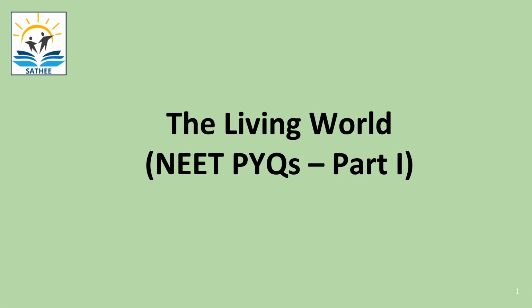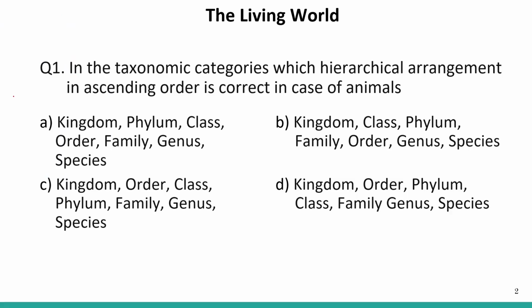And today we'll be discussing and solving the NEET previous year questions from the chapter The Living World. Alright, so let's start with the first question. The first question is they're asking that in the taxonomic categories, which hierarchical arrangement in ascending order is correct in the case of animals. So again, let's start with the taxonomic categories.